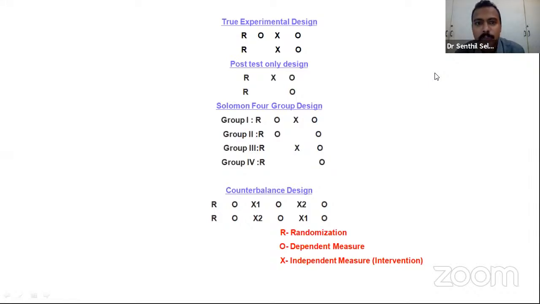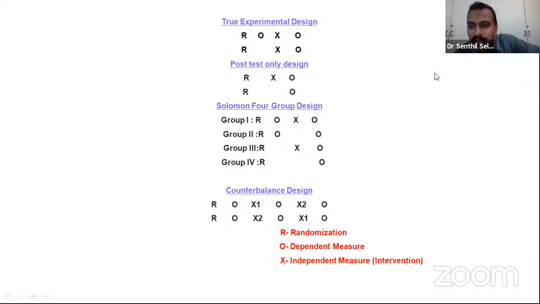Okay, the next one is post-test only design. In the post-test only design, you have got the randomization, or you have got a control group, and you have got the manipulation. One group is having X, that is the treatment, and another group doesn't have X, that is the control group. Okay, so putting the first two categories together, it forms the Solomon 4-group design, which has got all the 4 ingredients which has been already discussed.